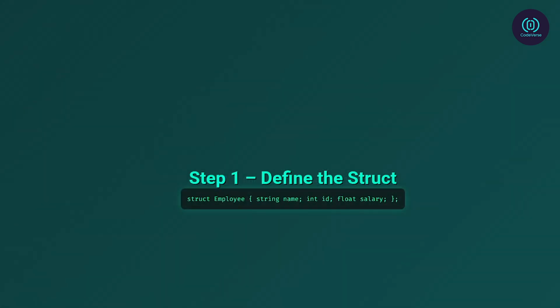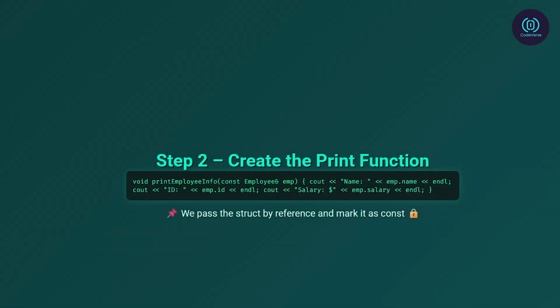First, we define our struct Employee: string name, int id, float salary. Next, we create the function to print the employee's information: void printEmployeeInfo(const Employee& emp) { cout << "Name: " << emp.name << endl; cout << "ID: " << emp.id << endl; cout << "Salary: " << emp.salary << endl; }. We use const and ampersand here to pass the struct by reference. This avoids making a copy and ensures the function doesn't modify it.